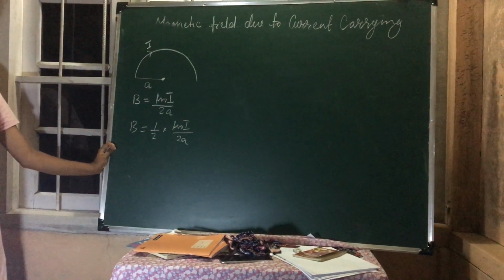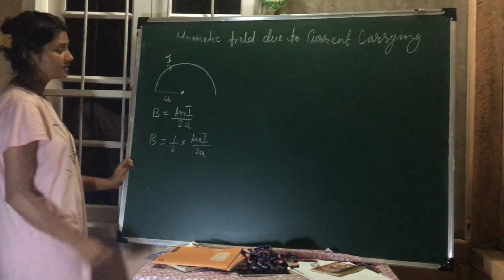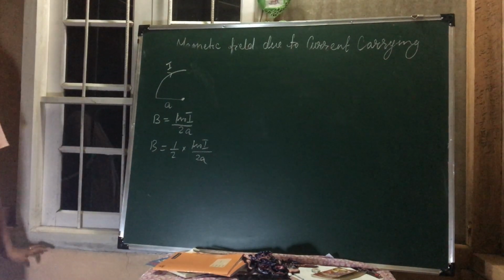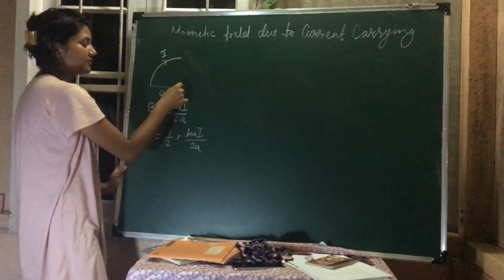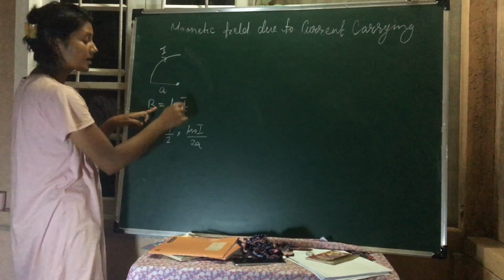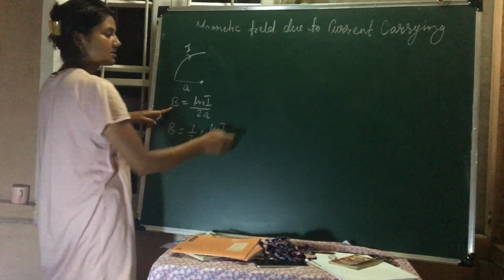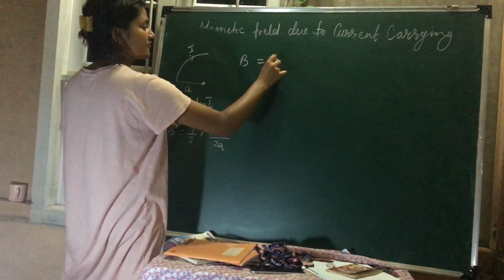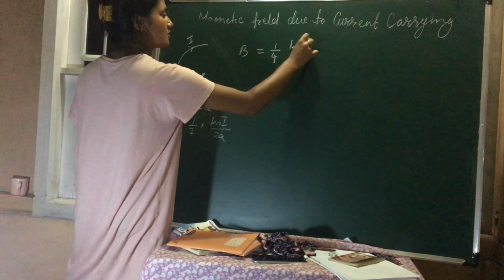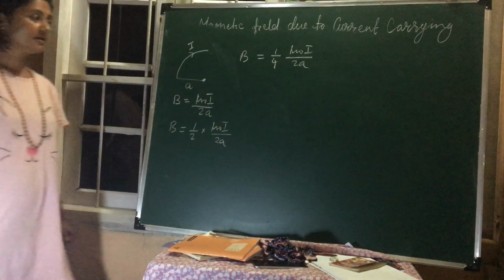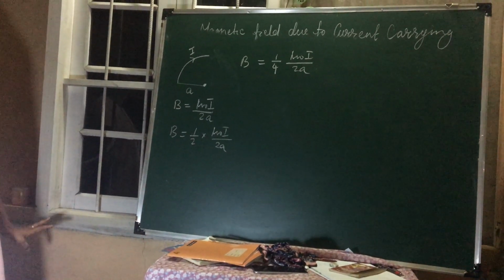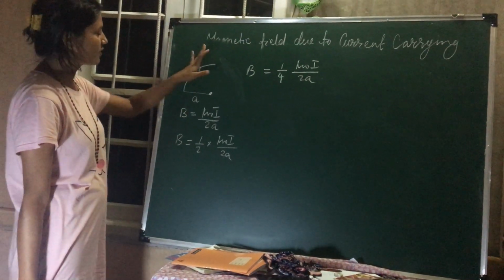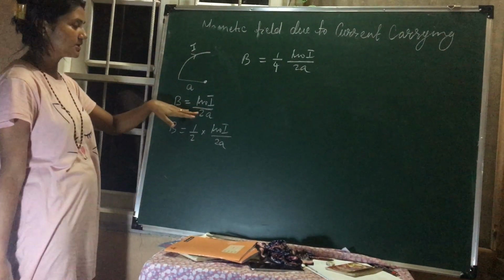Right? Fine? If the loop is of quarter length, then what will be the magnetic field? The magnetic field will be a quarter of the original. What is the original? The original is this one. Quarter of it means one by fourth of it. Clear? So we can even find it for a half loop or quarter loop based upon this equation which we have derived.